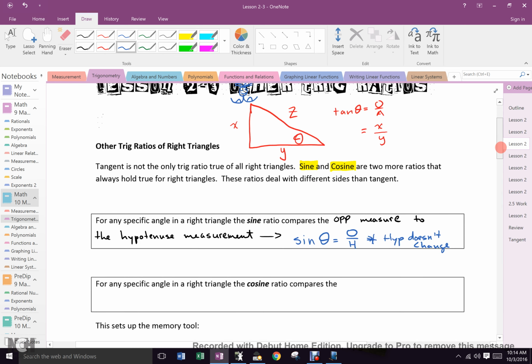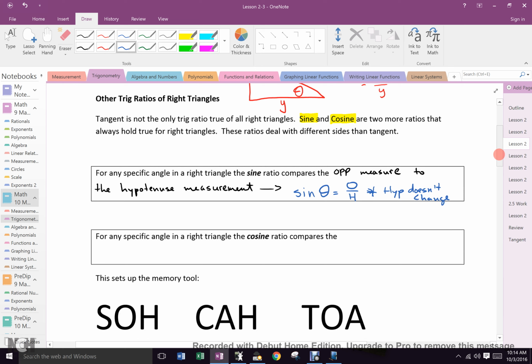So you guys are smart kids. Sine uses opposite and hypotenuse. Tan uses opposite and adjacent. What's the only thing left? The only pair left you can get? Cosine. And it compares the adjacent measurement to the hypotenuse. So that is this. Cos theta equals adjacent over hypotenuse. Got it?